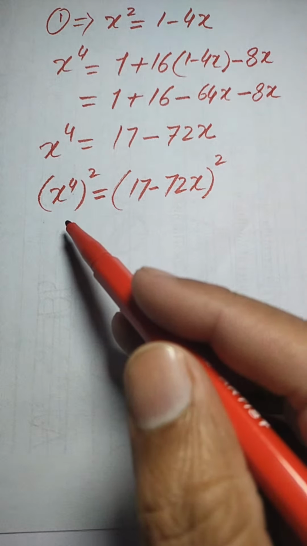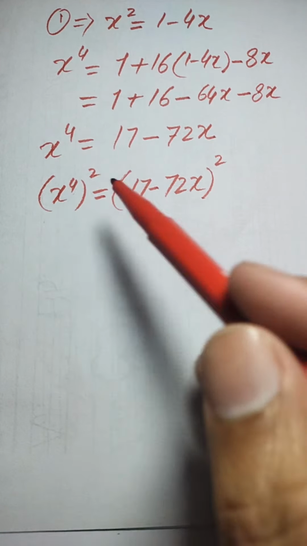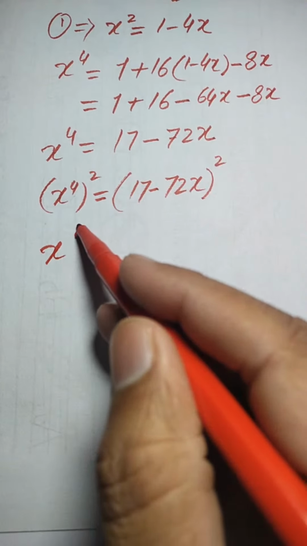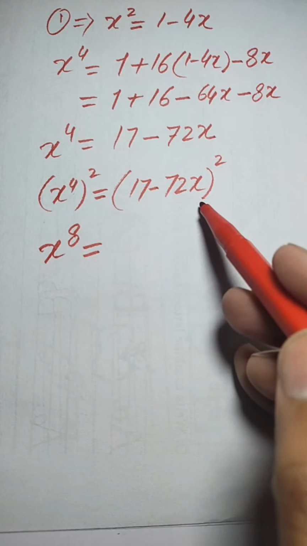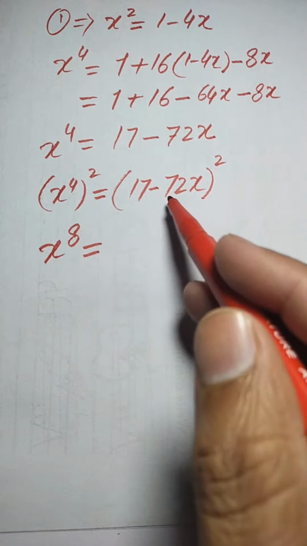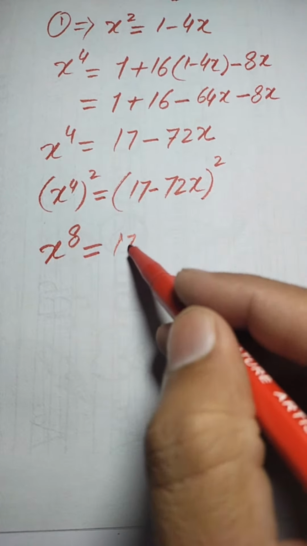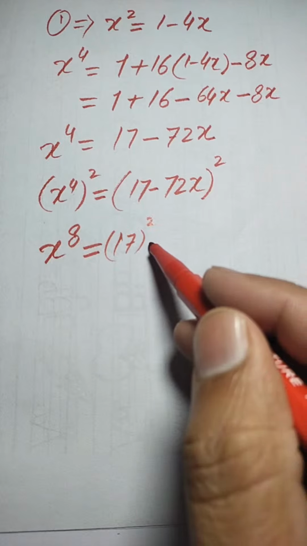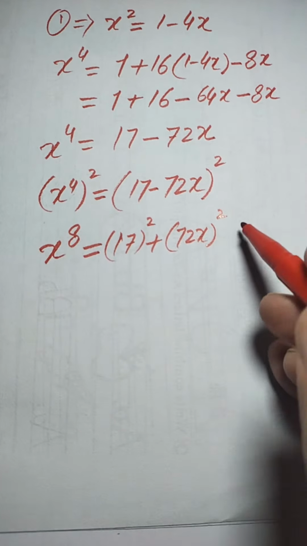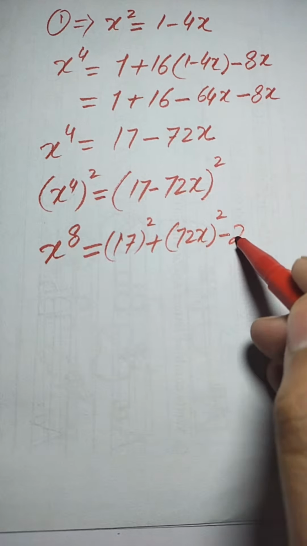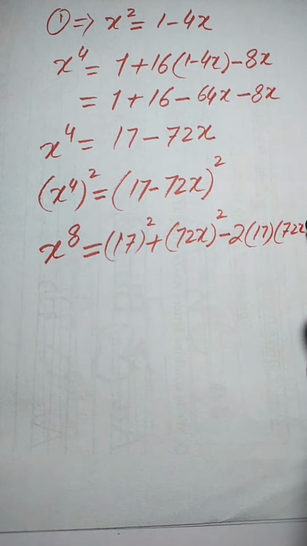So in the left hand side we use the algebraic formula, and you know that 4 times 2 becomes 8. So we get x to the power of 8 is equal to 17 minus 72x, and here we again use the algebraic formula, and it will be written as 17 square plus 72 times x square and minus 2 times 17 into 72x.